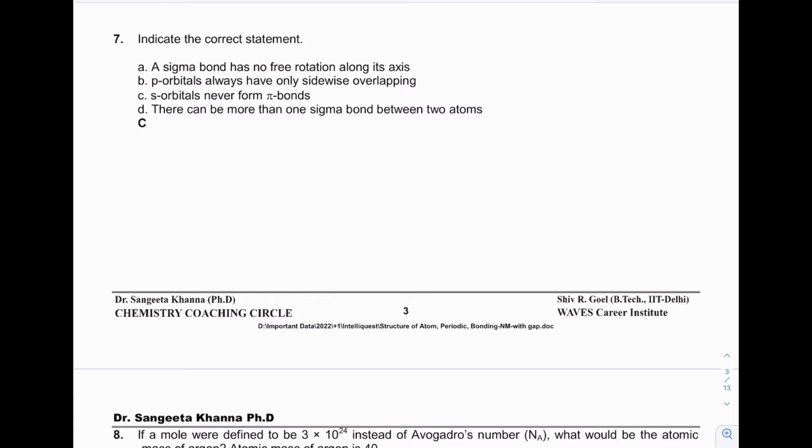Next, indicate the correct statement. Sigma bond has no free rotation. Wrong. There is free rotation. P orbital always have sideways overlapping. They also have axial overlapping. S orbital never form pi bond. This is correct. S orbital form only sigma bonds.